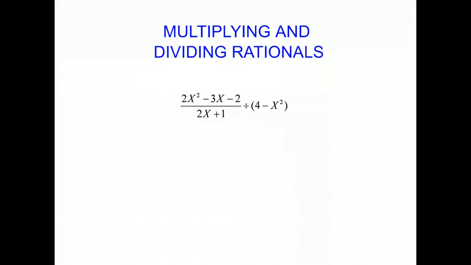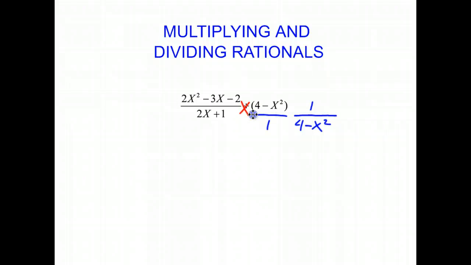Here's a little bit more complicated example of how we're going to divide rationals. Now just remember, it's the same as dividing fractions. Even though it's not shown here, there's a 1 in the denominator. Since it's division, we need to flip this fraction and multiply. So when we flip this fraction, it's going to be a 1 on top and then a 4 minus x squared. And this division symbol becomes multiplication. And we just multiply through.